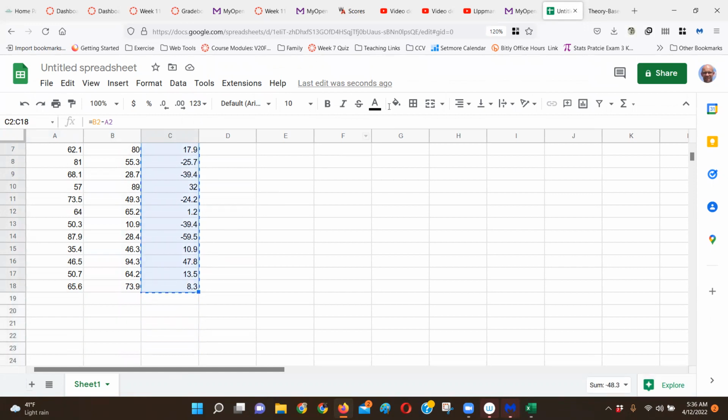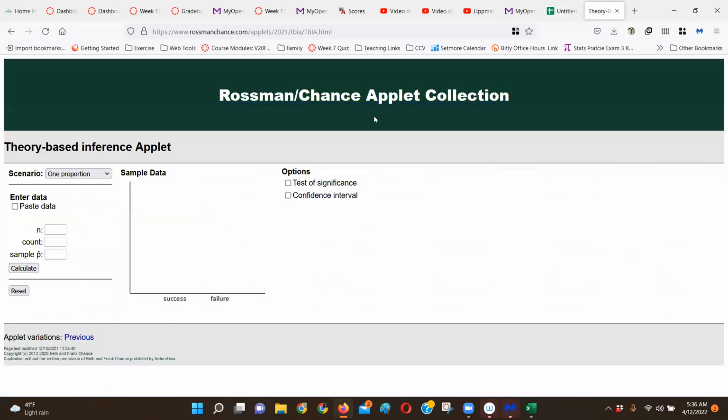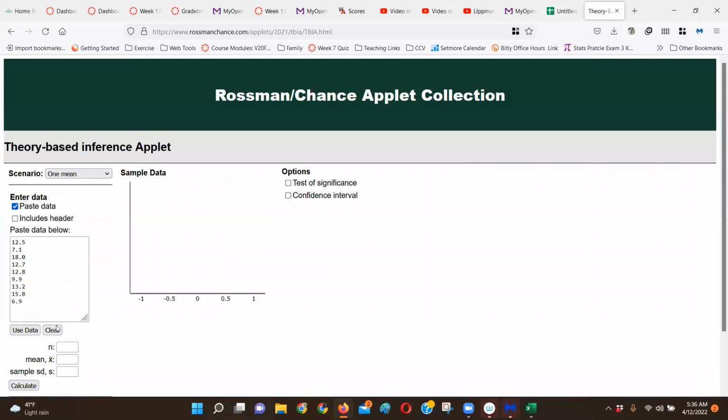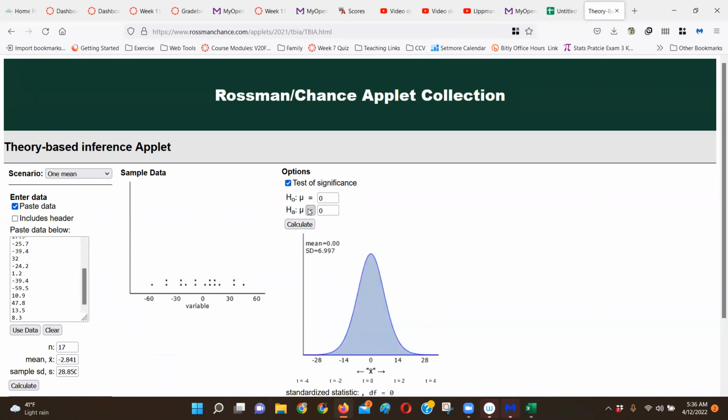I think I'm going to do this. Go up to Rossman Chance, do one mean, because that's what we're dealing with. I'm going to paste in my data, clear my data, paste it in, use the data. I'm going to do a test of significance. I'm going to say it's not equal to 0. Got to make sure you set the HA to what they're saying.